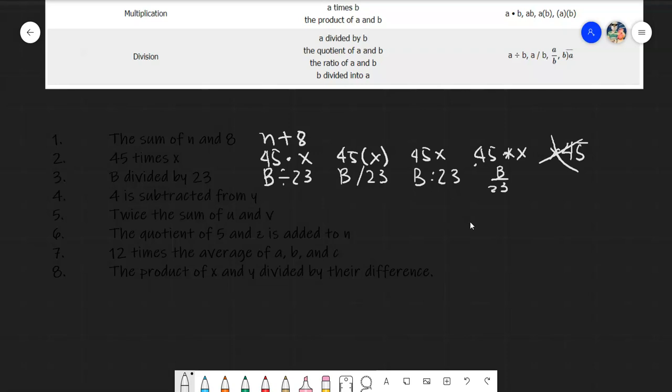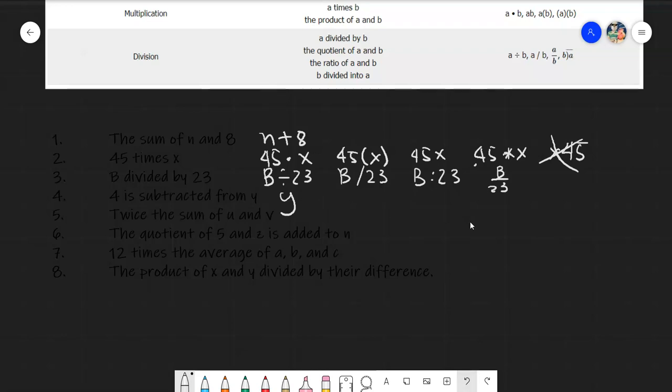Okay? Next, 4 is subtracted from Y. Now, this one is about prepositions. So when we are talking about from, galing sa, it would come from Y. So meaning, I would subtract 4 from Y. So in this case, when we are talking about the from, the very first term would be the one immediately after it, but it depends on the grammar.